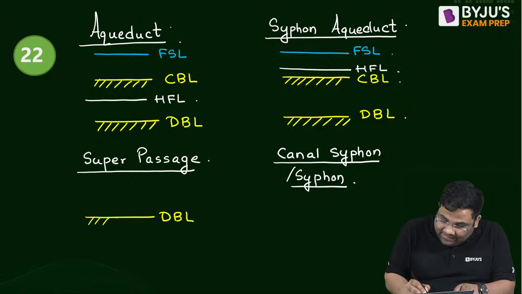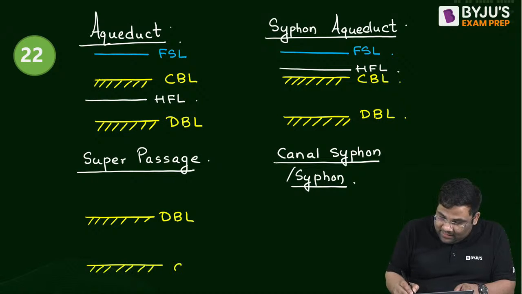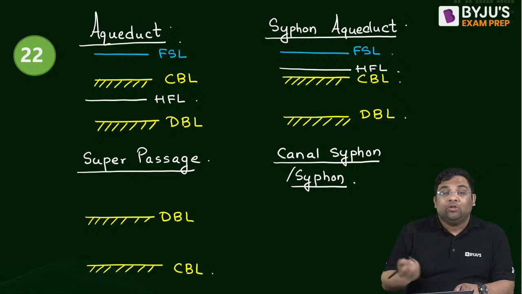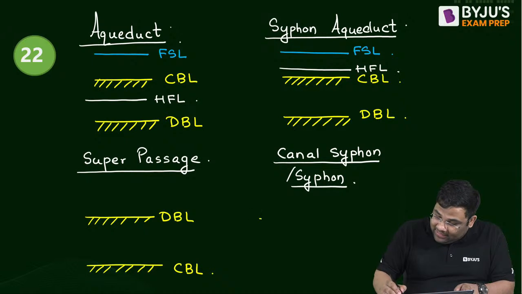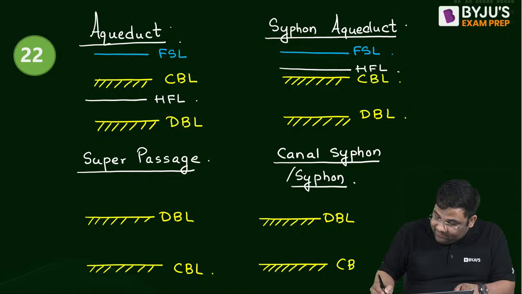Yes. Drain is above and canal is below. Then that is your super passage. Similarly, here also DBL is above and CBL is below. So what's the difference then? Similar difference.